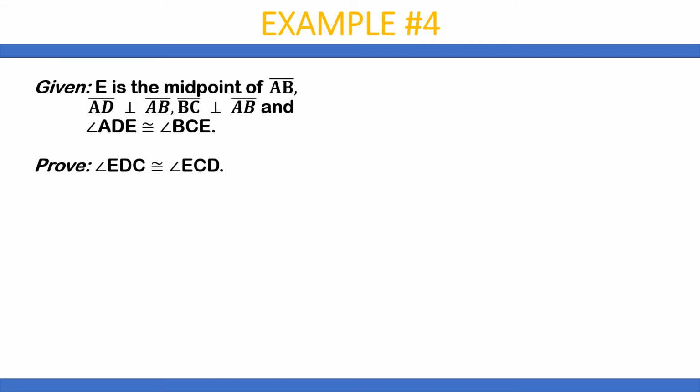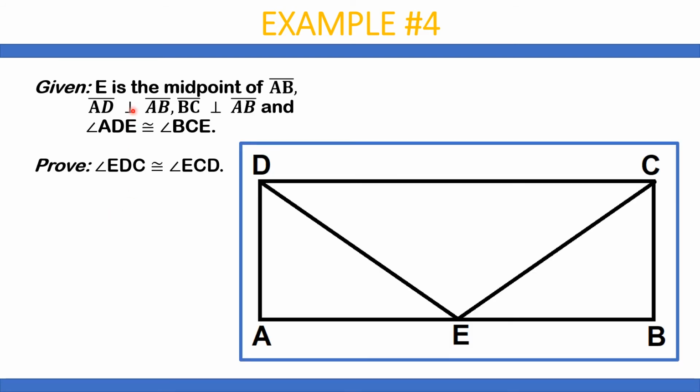Example number 4. E is the midpoint of line segment AB. Line segment AD is perpendicular to line segment AB. Line segment BC is perpendicular to line segment AB, and angle ADE is congruent to angle BCE. Prove that angle ADC is congruent to angle ACD.